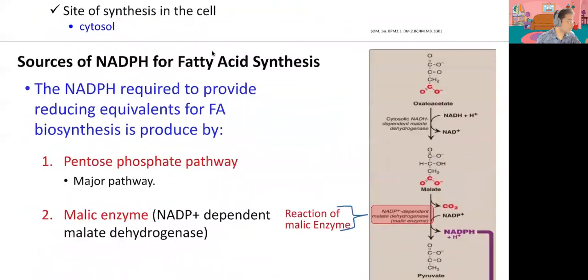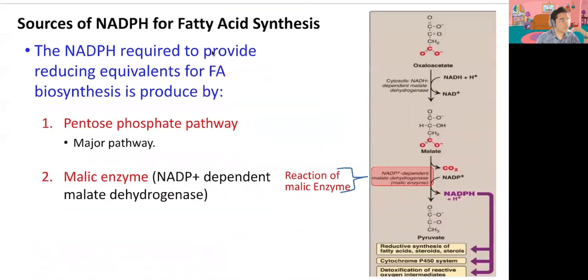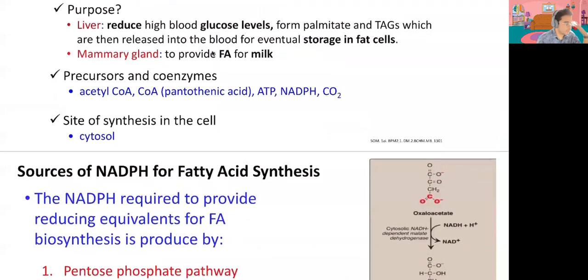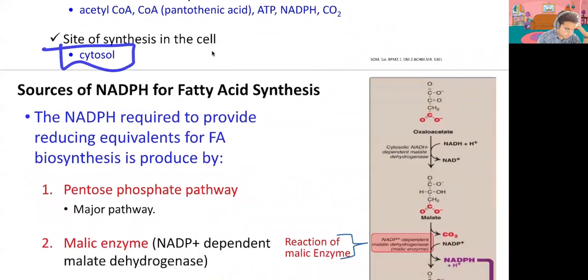The site of synthesis in the cell is the cytosol. Guess what? It's the cytosol. So once again, I would highlight this because they like asking questions about it all the time.